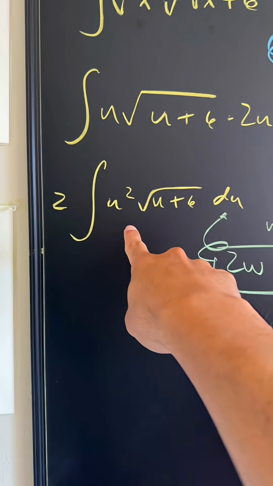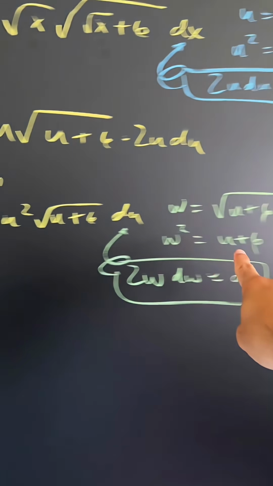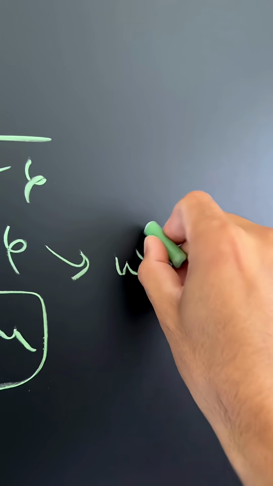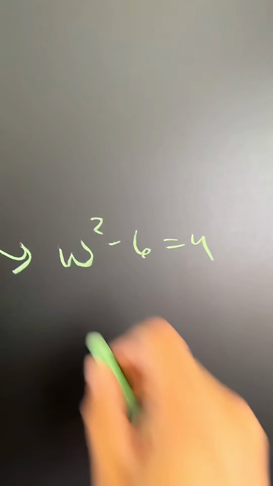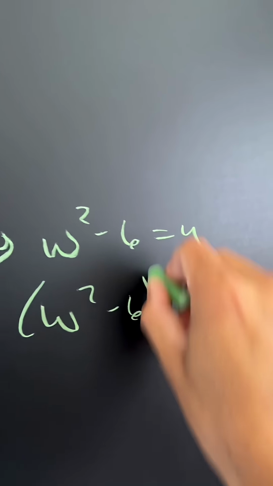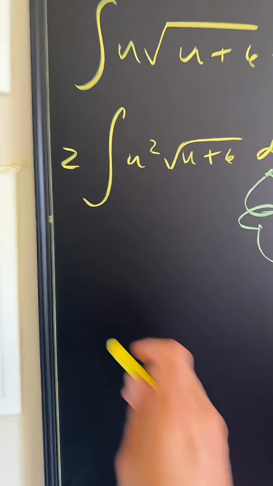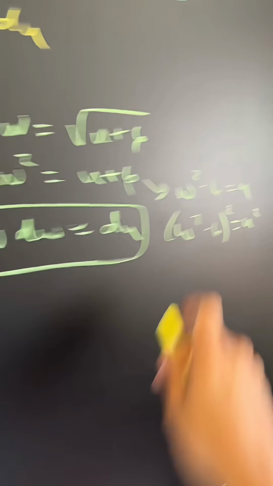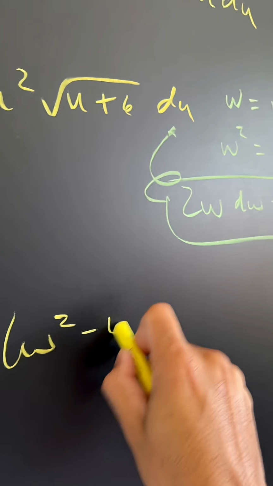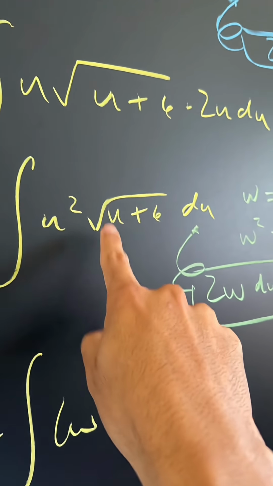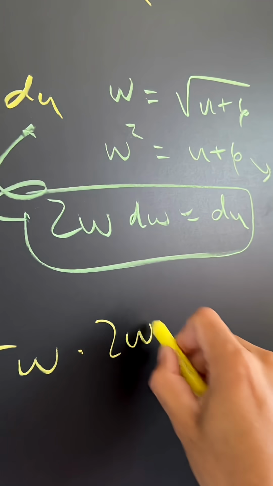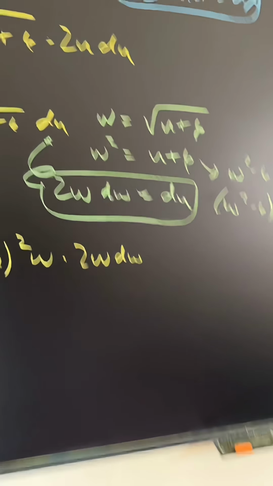We're gonna have a u squared right here. We need to find something that's in terms of w that represents u squared. That's gonna give me w squared minus 6 is equal to u. Square both sides, w squared minus 6 squared is equal to u squared. Well, we have the 2, and then the integral of u squared, which we said was this value right here. So w squared minus 6 squared times this entire thing, which is just gonna be w, and then we have times dw, or 2w dw.